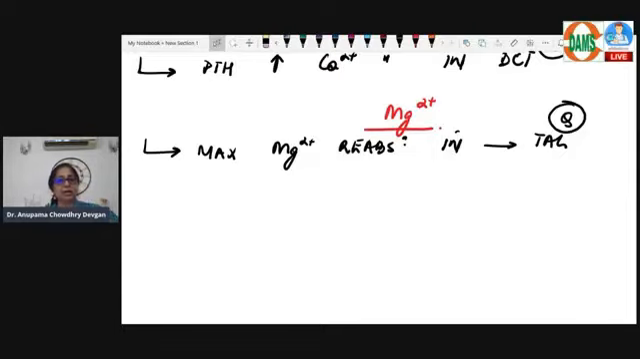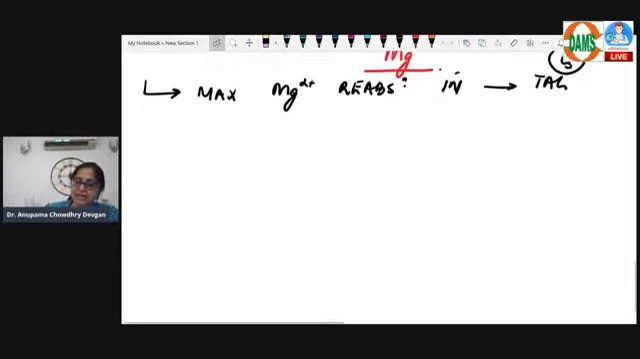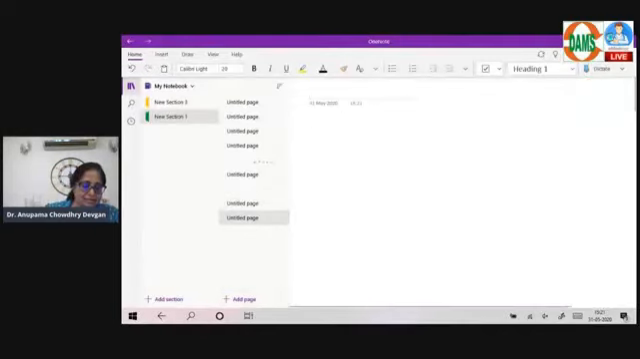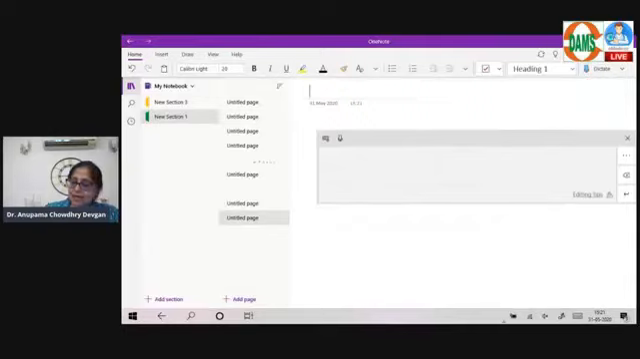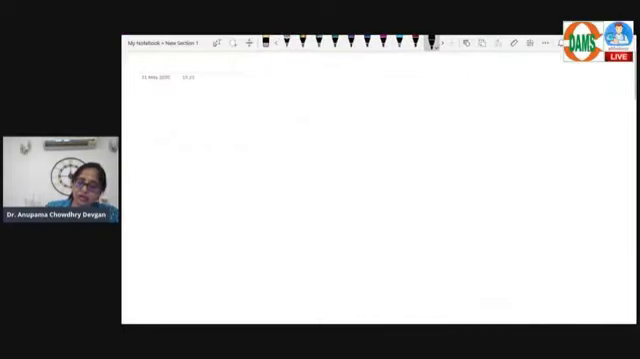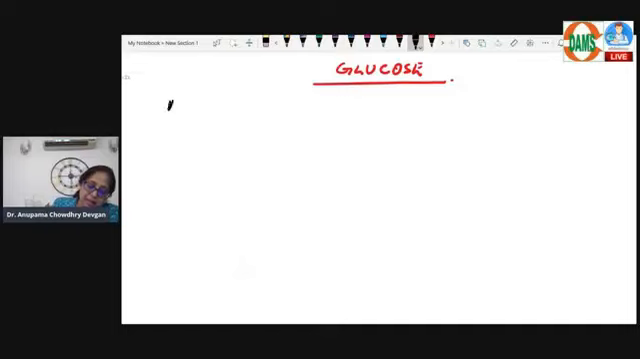Okay, so this is as far as your magnesium is concerned. Let's see another substance which is handled by the kidney. All right, let's have a look at glucose. Let's see how the kidney handles glucose. Now, what is the site of glucose reabsorption? The site of glucose reabsorption is only the PCT. Glucose is reabsorbed only in the PCT.